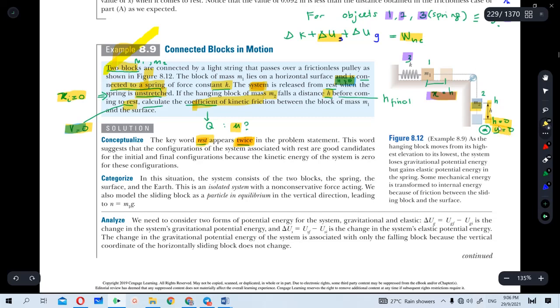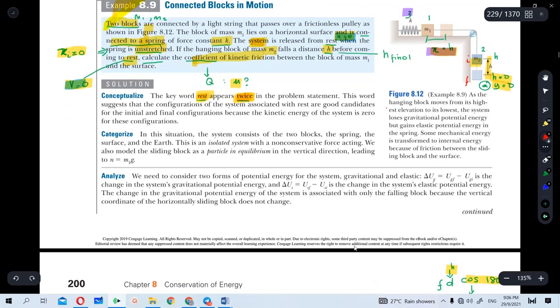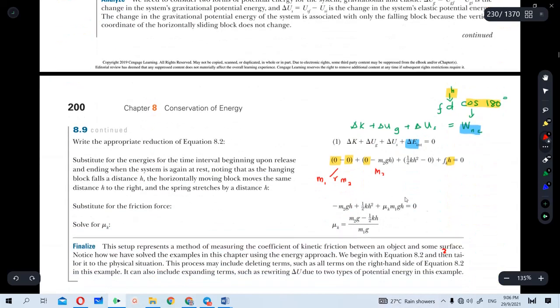And therefore, elevated up is the initial position. This is the initial position, this is the final position. So that's the reason why we jot down 0. Now how about the spring itself? So finally, this is the final situation.